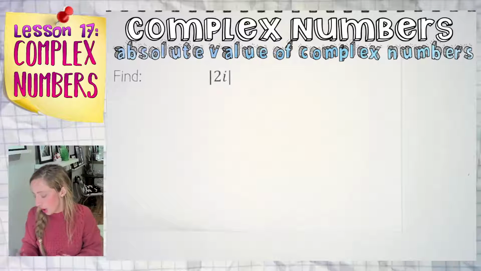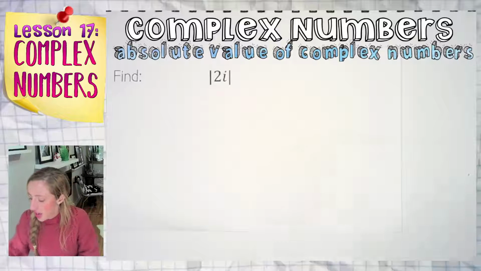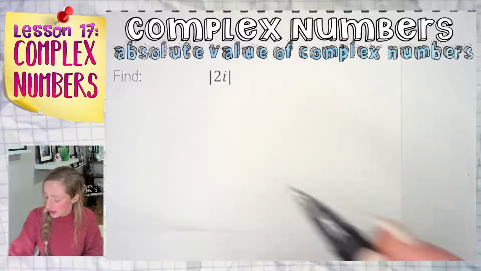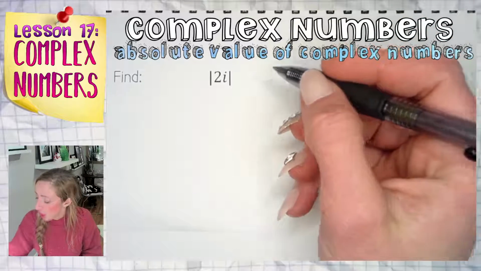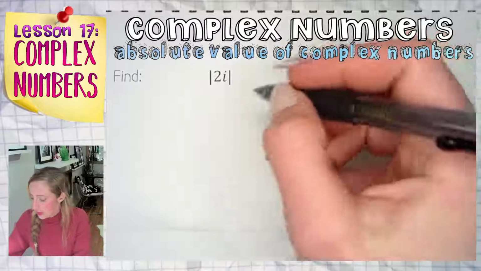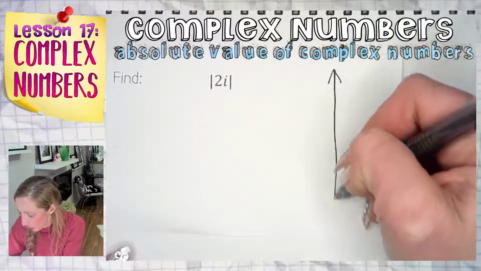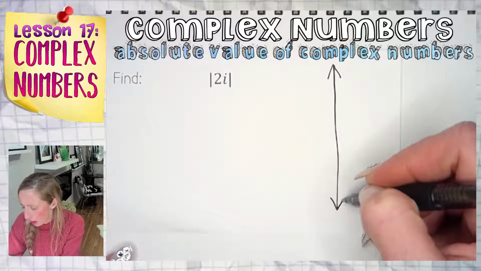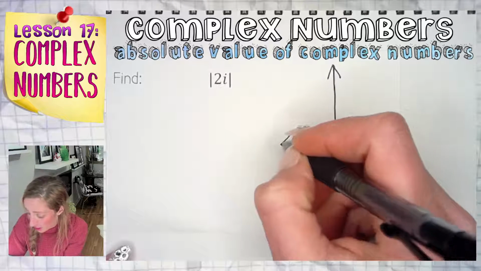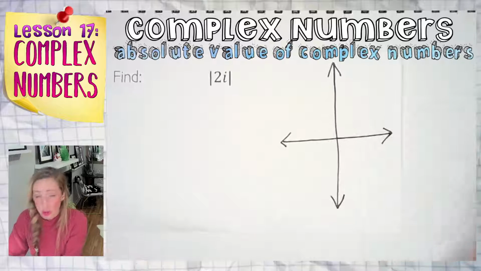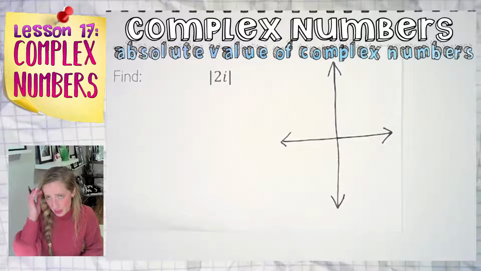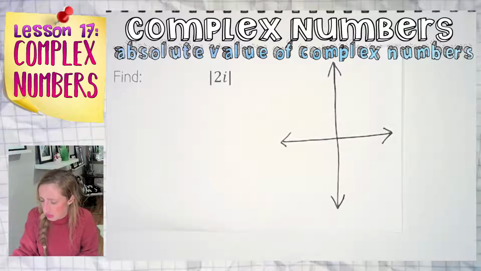Here we are going to take it down a notch, and we have an example just asking us for the absolute value of 2i. So in this example, we don't really need to bust out any sort of distance formula that's very complicated, or we don't really need the Pythagorean theorem. Could you still use those things? Absolutely.